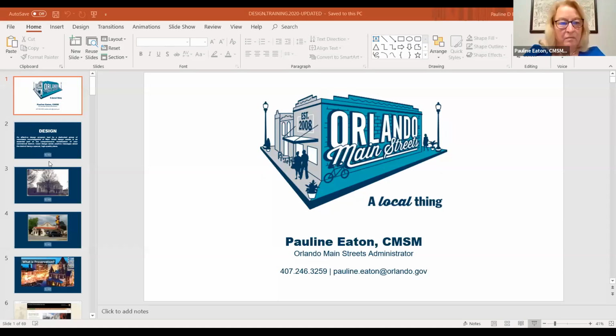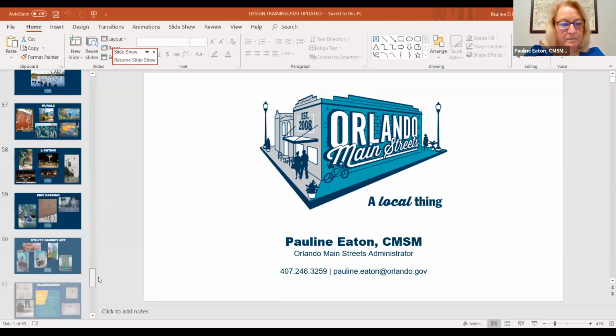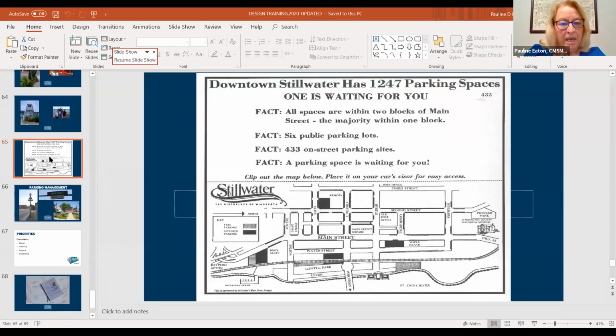Chelsea is saying she loves the example of the parking map. Can we show that again? Are you asking me, Chelsea, for the one from Stillwater that says they have 1,247 parking spaces? Yes. Okay, let's see if I can share the screen again and bring that back up. And somebody had asked at the beginning, can you see that? Can you see that, Kyle? Is it shared? Yes, it's up.